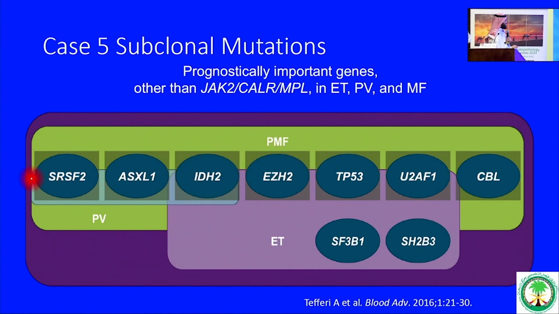So IDH2 and other genes, if you see them in PV, are associated with worse prognosis, and genes in ET are associated with worse prognosis, and all of these genes, if you see them with myelofibrosis, are associated with faster progression to acute leukemia. And this is exactly what we see in this patient, because the blast is around 5%.